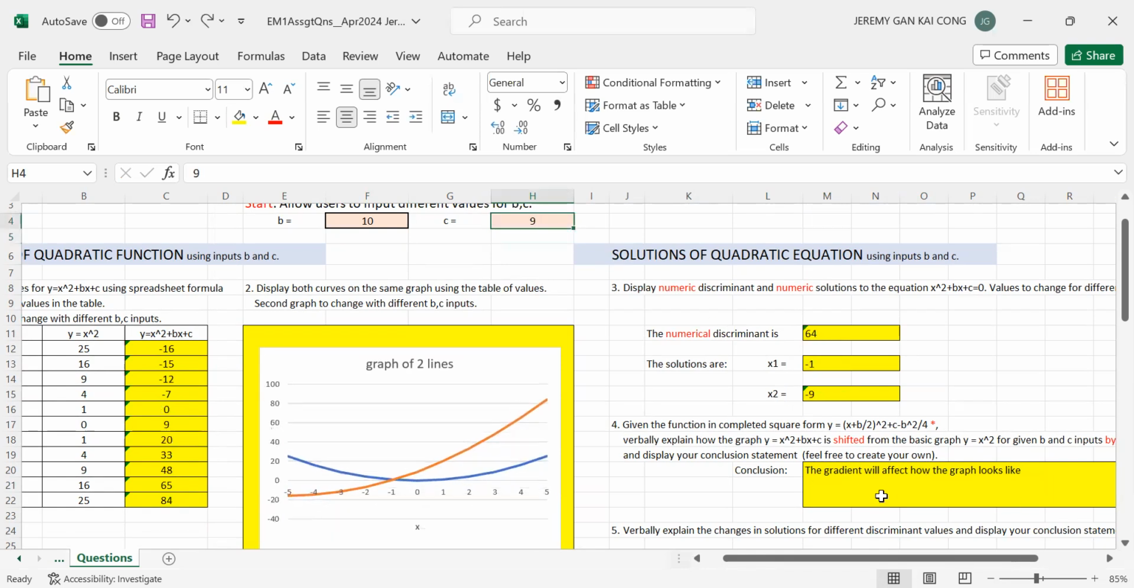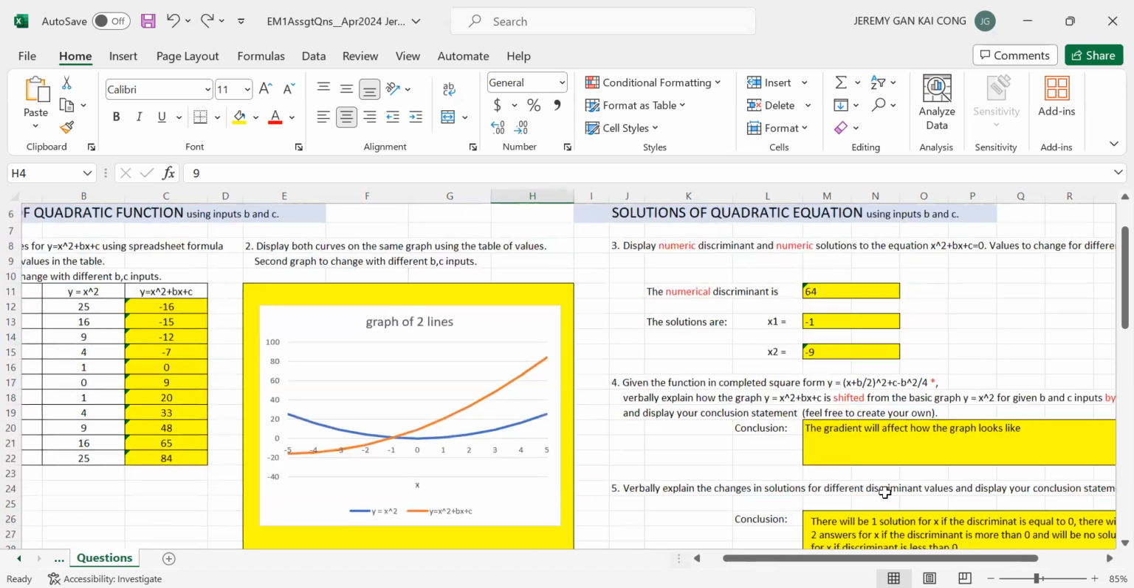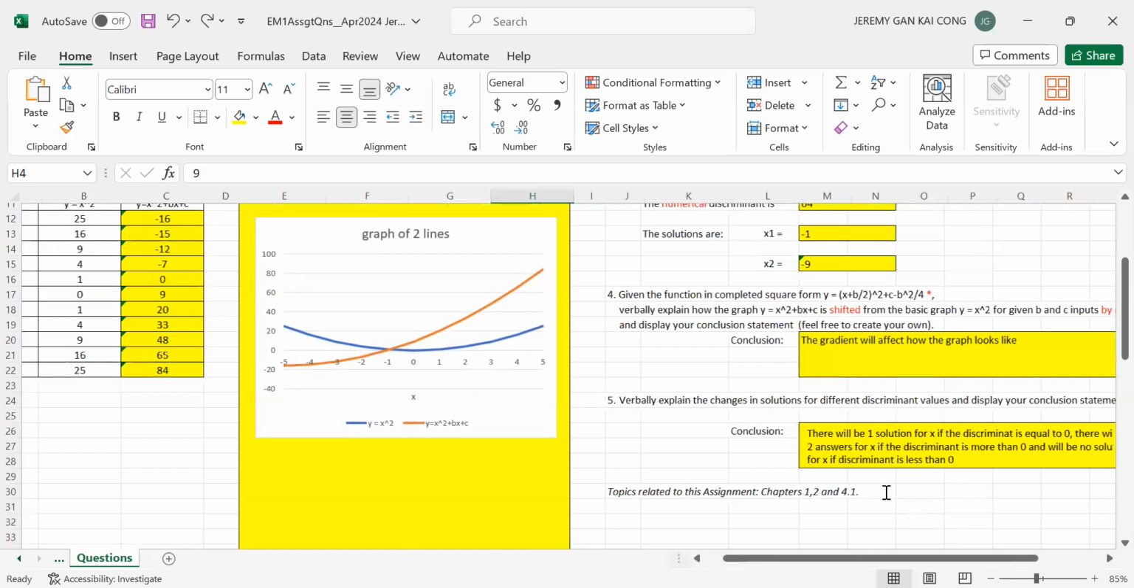So from this question, what I would say is that the gradient will affect how the graph will look. As I change the numbers, the gradient also will affect how the graph will look.